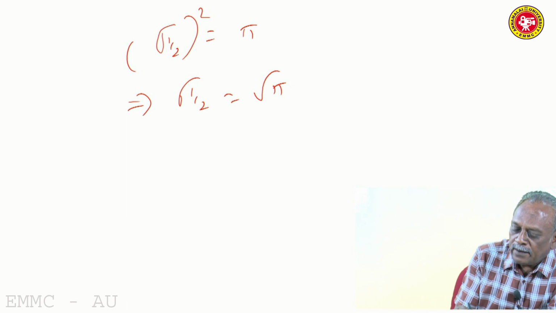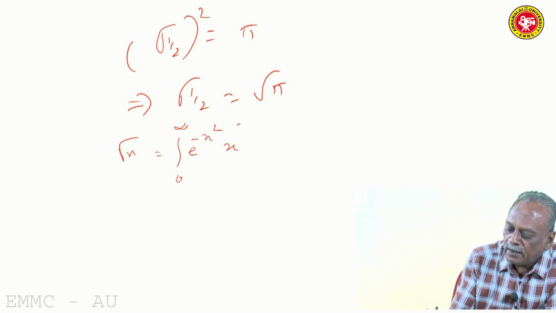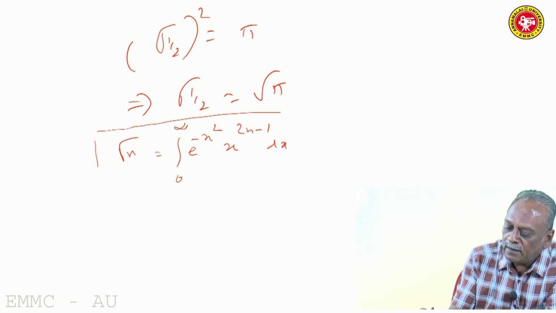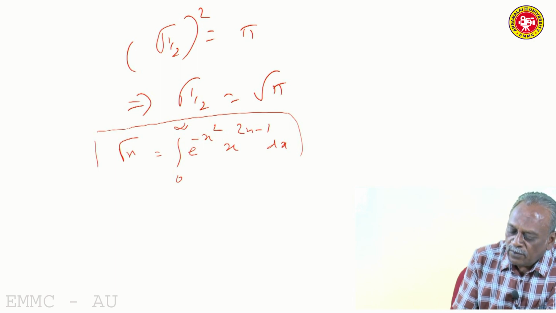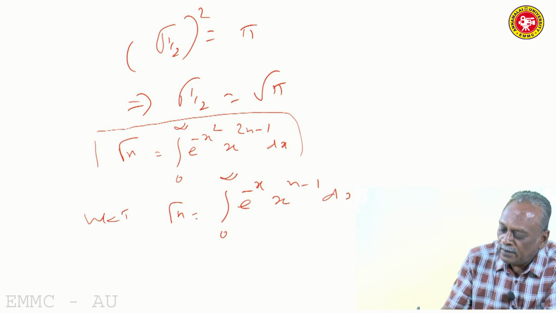Now we can write another form of the gamma function: gamma n equal to twice integral 0 to infinity e power minus x square x power 2n minus 1 dx. We can write the gamma function in this other form. For proof, we know that gamma n equal to integral 0 to infinity e power minus x x power n minus 1 dx.